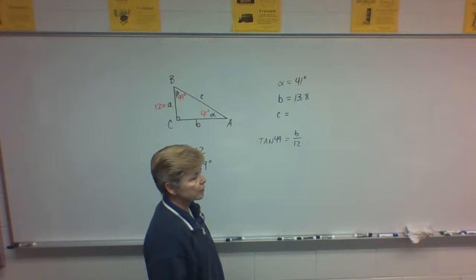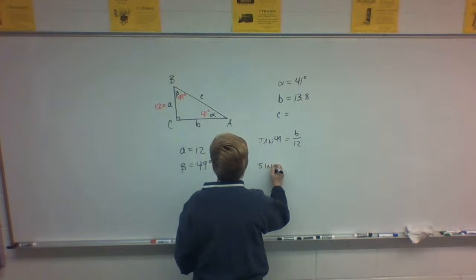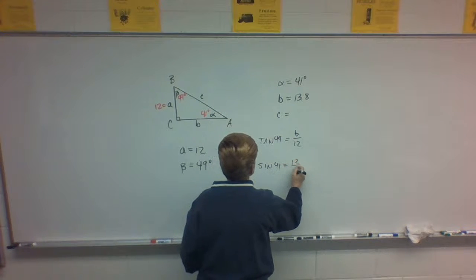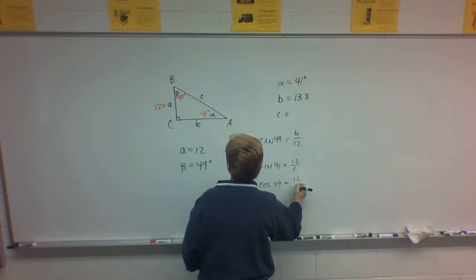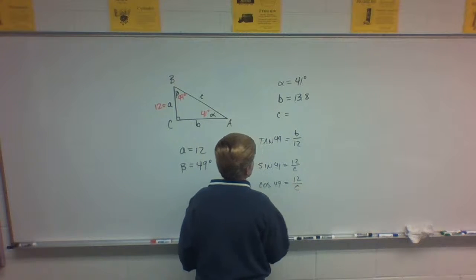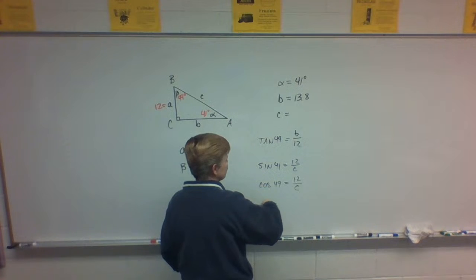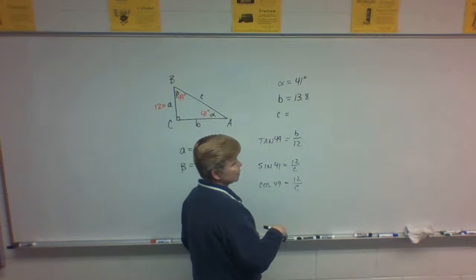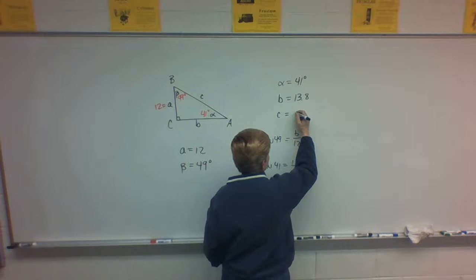Does anybody have an answer one way or another? In other words, I could find it this way by taking the sine of 41 equals 12 over C. I could also take the cosine of 49 equals 12 over C. In either case, you'd have to cross multiply and divide. In other words, it will be 12 divided by the sine of 41, or it'll be 12 divided by the cosine of 49. Or Pythagoras will tell you the right answer as well. Whatever it is, what do you get?